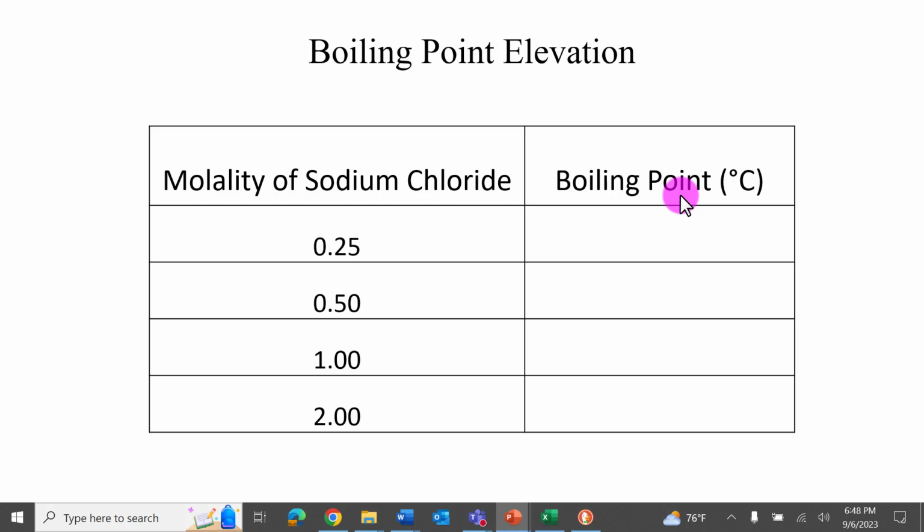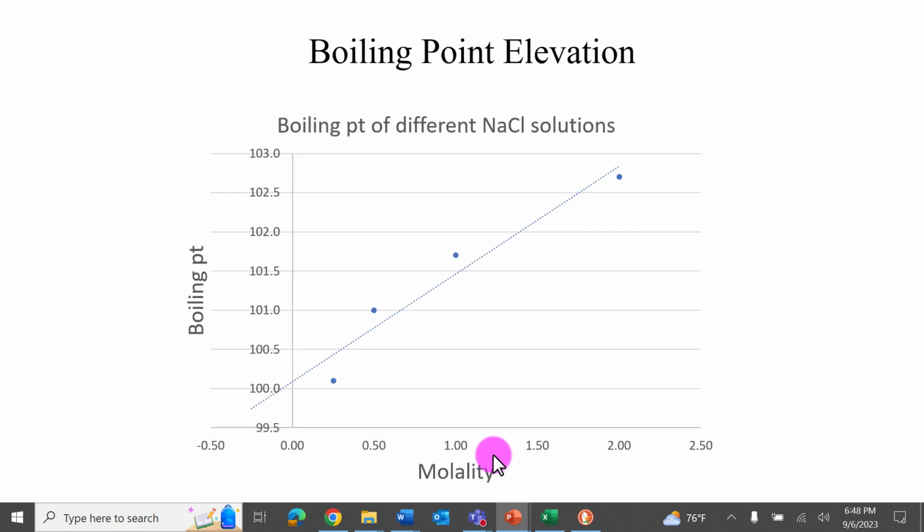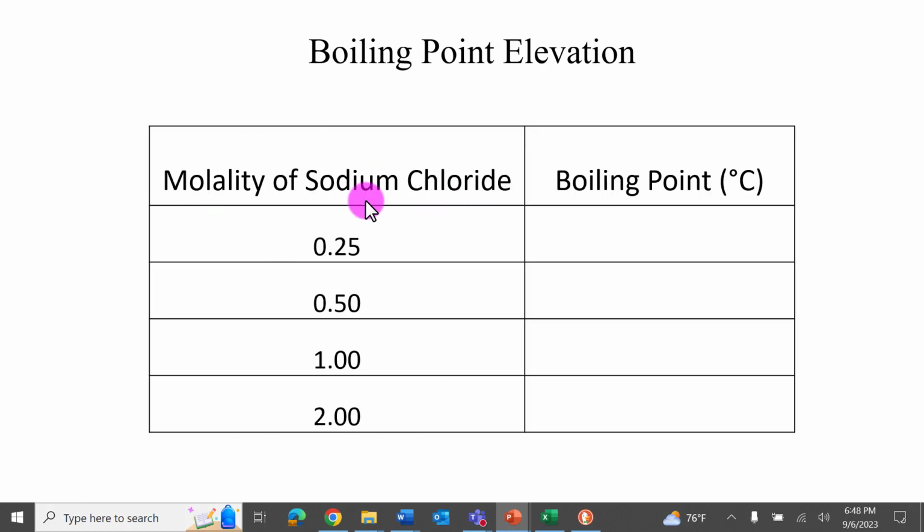Then you are asked to fill out the boiling point for each of these molalities. Now, you're not actually doing this lab, so this data is provided for you, so you need to write the boiling points down, and the boiling points have to correspond to the molality of each solution. Then it asks you to graph the molality of sodium chloride versus the boiling point.